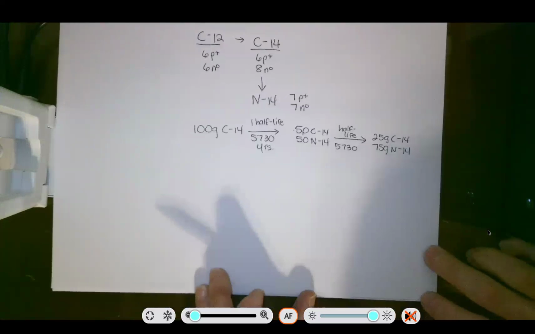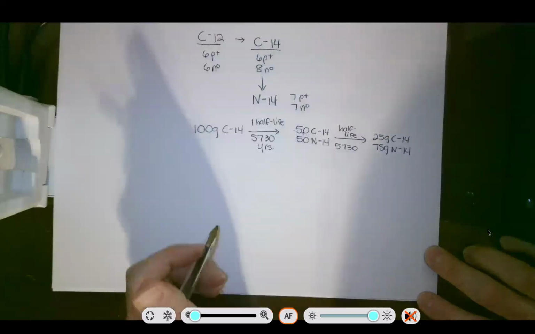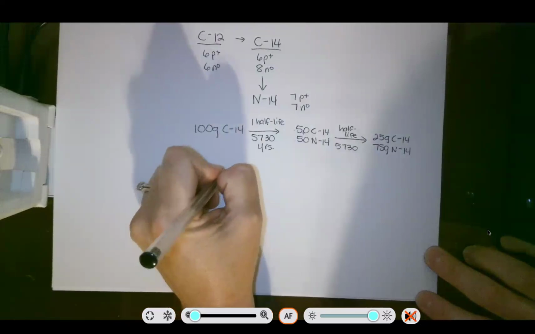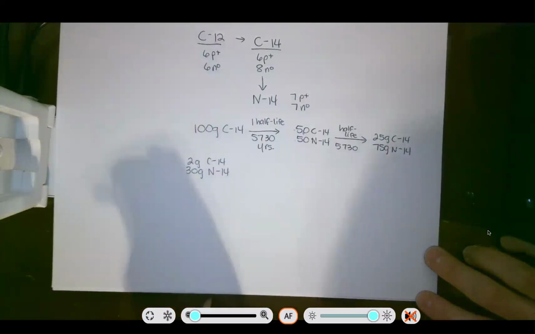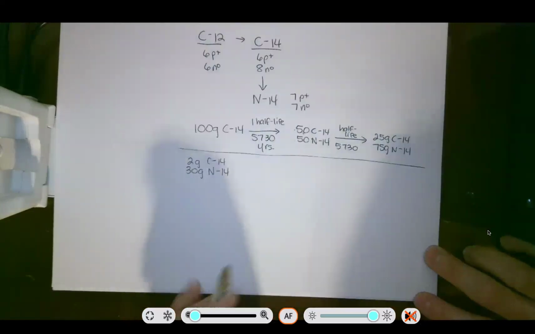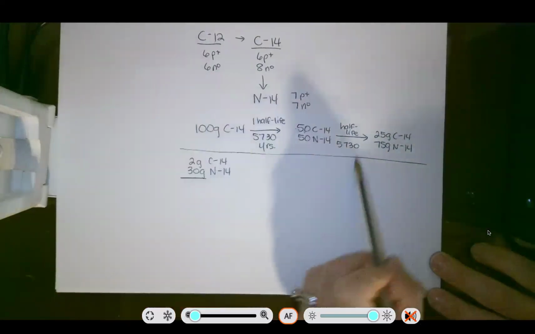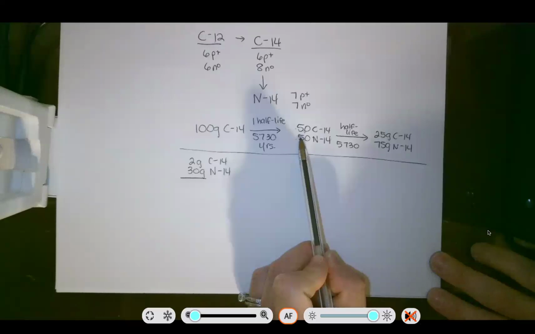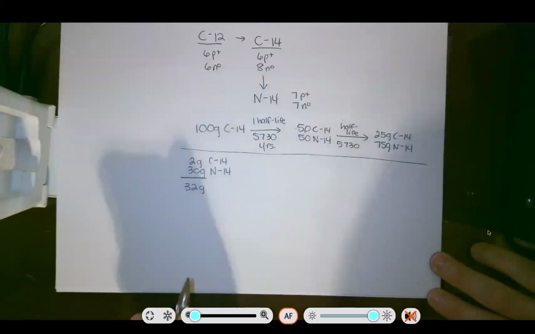So let's look at some examples. Let's say that we have a sample that has 30 grams of nitrogen 14 and 2 grams of carbon 14. And we want to know how old this fossil is. The first thing you want to do is add the two together, because that'll tell you where we started. Over here, if you add 75 and 25 together, it's 100. That's where we started. If you added 50 and 50 together, 100. So you're going to add the two together, and we started with 32 grams.